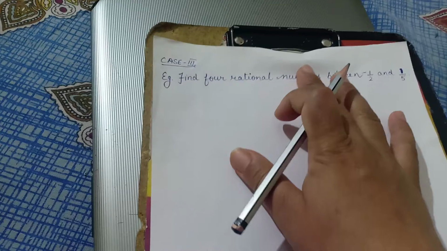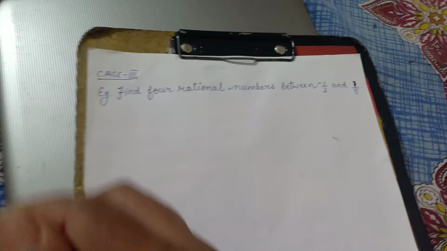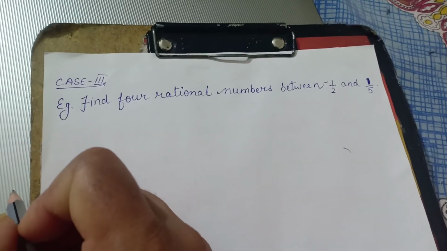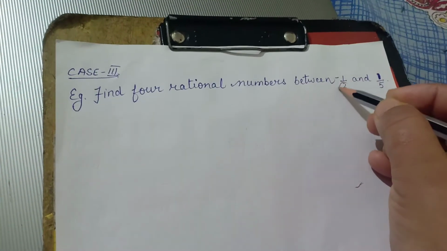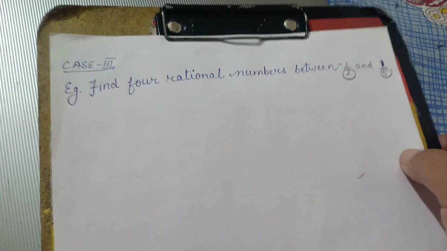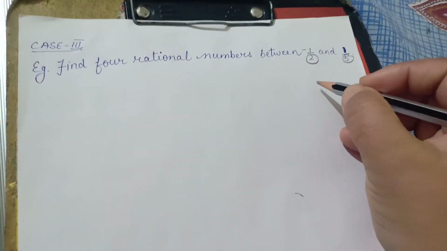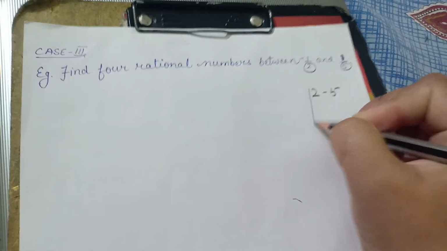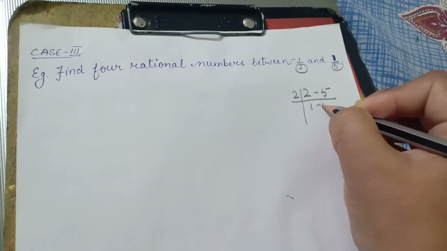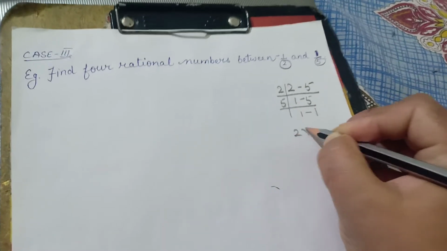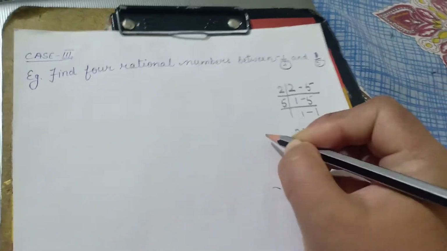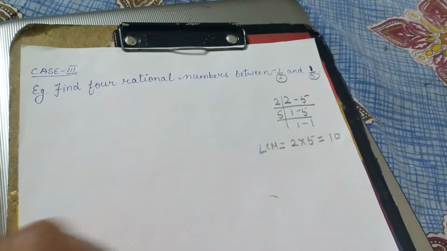Similarly, we have case number 3 also. Case 3. In case 3, what do we have to do? Find 4 rational numbers between minus 1 upon 2 and 1 upon 5. Here also denominators are different. So in different denominators, again what will we do, we will take their LCM. So when we take their LCM, we will get LCM again as 2 multiplied by 5, that is 10. So here we have got LCM as 10.